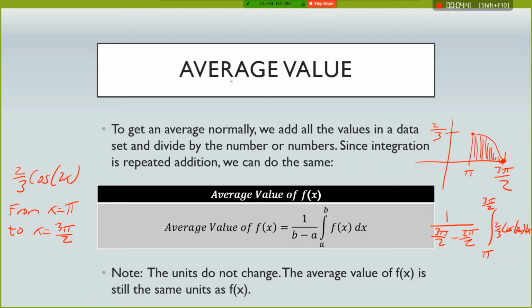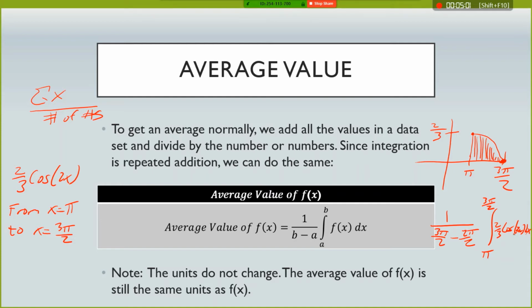Okay, again, this integral is going to add all of our y values together. So that's just like if I was going to get an average value normally, you would add all the numbers in your data set and then divide by the number of numbers. I'm dividing by the total distance, the total x values that we added together, to get my average value of this function as we go through.